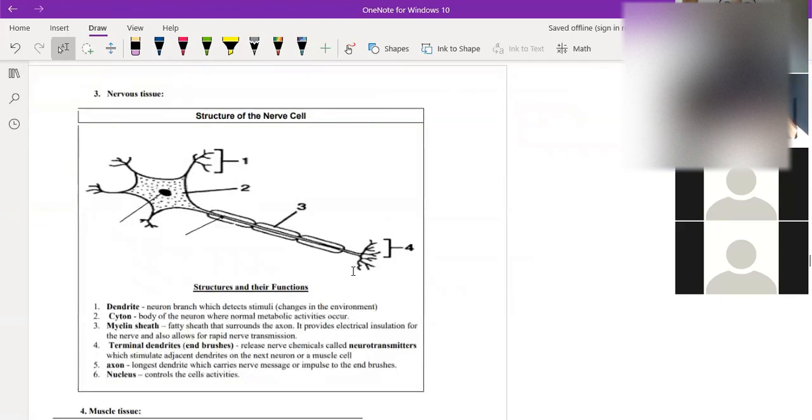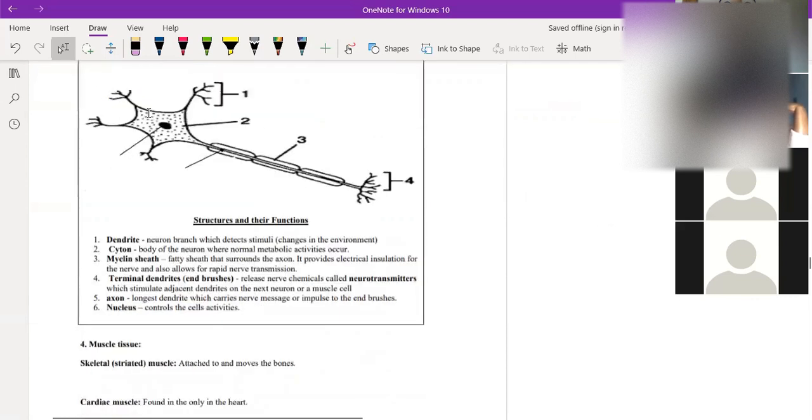Then the nervous tissue. You have to know the nervous tissue. When it comes to nervous tissue, a typical diagram will look like this. The neuron is the functional unit. So when I ask what the functional unit of the nervous system is, it's a neuron. The structure of the nerve, that's a nerve. Sometimes they draw the diagram like this, label 1, 2, 3, and ask you to identify the structure or what its function is. So I did that here for you to see.